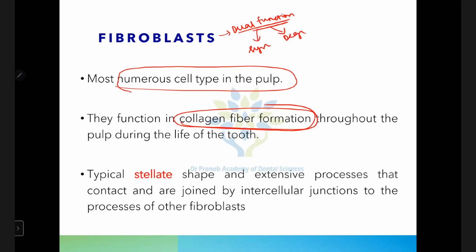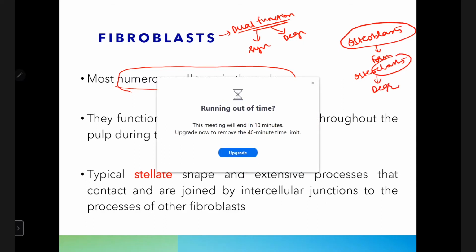If I tell you the term osteoblast, it means these are the cells that result in formation of bone, right? Osteo means bone, blast means formation. And we have osteoclast. Clast means degradation. So they help in degradation of bone. Whereas for fibroblasts, we do not have a fibroclast term. There is no term called fibroclast. Why? Because fibroblasts alone have the dual function of synthesis and degradation.